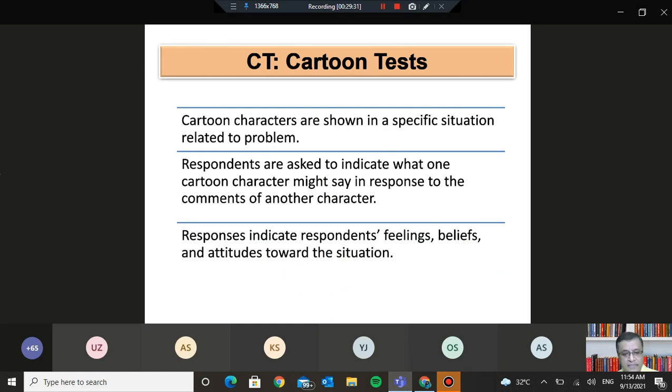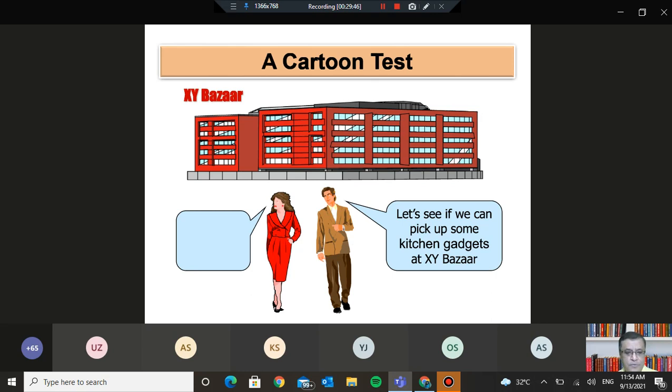So the responses which are emerging from the subjects basically tell us a lot about the feelings and the attitudes that people hold regarding that particular situation. Now in the example which I shared with you, what is the situation? Two people are shown, and in the background is some kind of organized retail setting. In these settings we expect the subject to provide us some response.